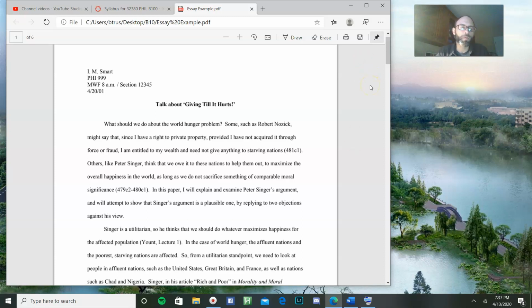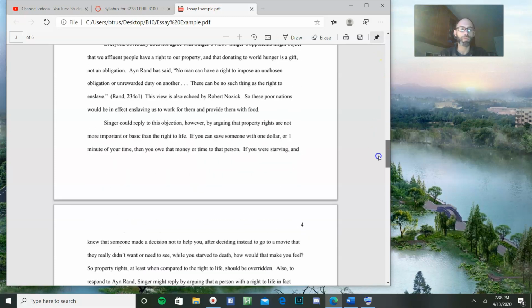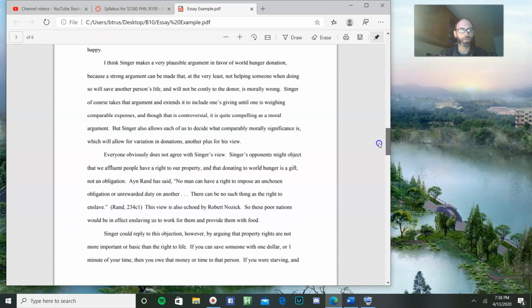In this paper, you'll also need to deal with some objections. So you'll be taking a stance that's controversial in your paper. So you'll want to lay out your argument, then you'll want to consider objections to your argument. So let's go down to where the author of this paper considers objections.